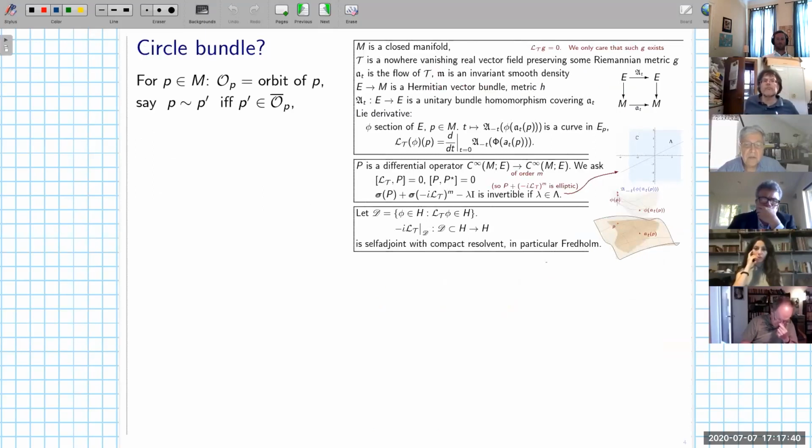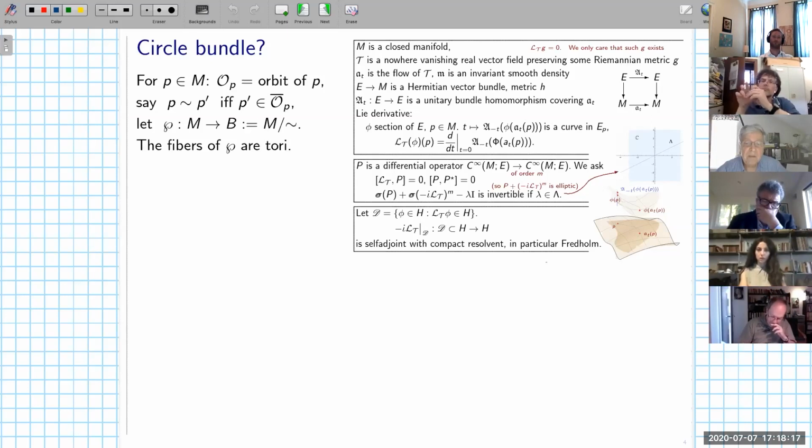Okay, so in this, still in the general situation, suppose that you have a point in M, you have the orbit through the point, and then you define a relation of equivalence, which is P equivalent to P prime if and only if P prime belongs to the closure of the orbit of A sub T through P. This is one place where one uses that LT preserves a metric, because this actually gives that this is a relation of equivalence. If you don't assume that, then you cannot prove that this is a relation of equivalence, because you can give counterexamples. The symmetry gets lost.